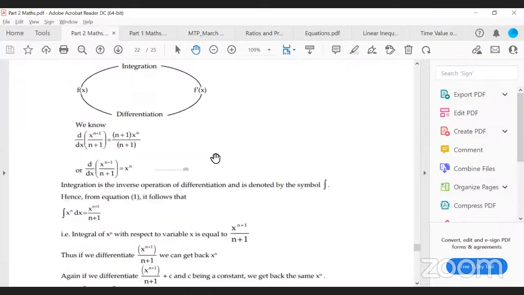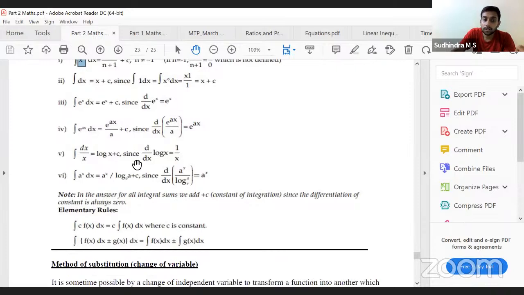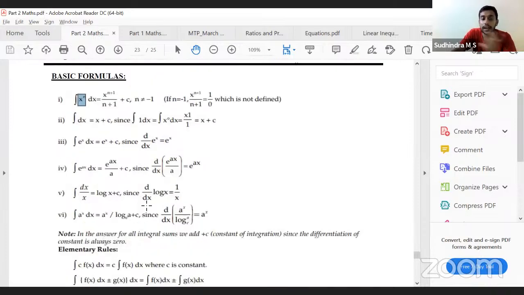Integration is the reverse of differentiation. Again, go through this formula. That's all. Remember these formulas. The integration of x to the power of n is x to the power of n plus 1 divided by n plus 1, plus c. C is the constant. So in every integration formula, at the end we'll have plus c, the constant, right? So go through these formulas.